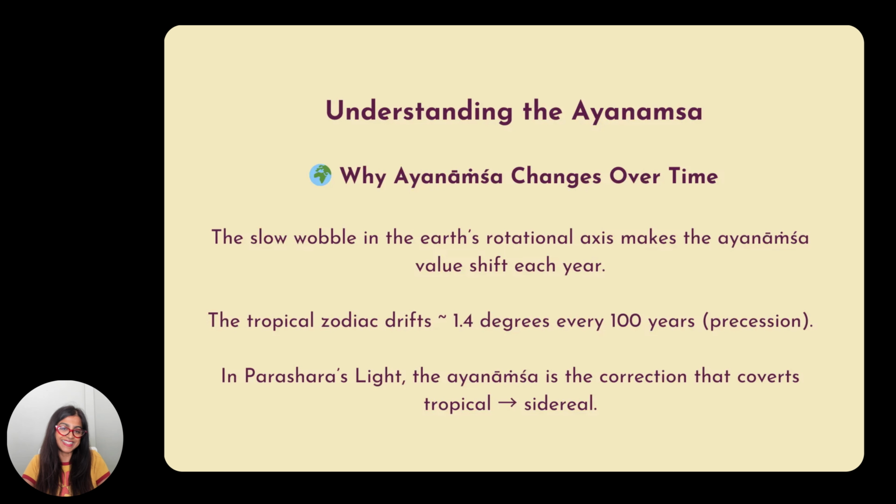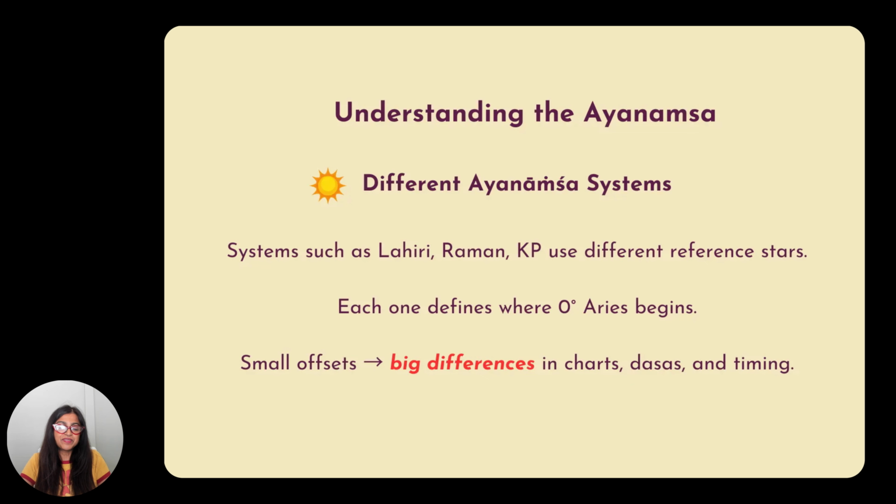In Parashara's Light, the Ayanamsa setting tells the software how much to subtract from tropical planetary positions to get to the sidereal positions. Different Ayanamsa systems, Lahiri, Raman, Krishnamurti, etc., use slightly different reference points for where 0 degrees Aries should be placed in the stars, leading to a small difference in chart calculations that can create a monumental difference in divisional charts, daśās, transits, leading to drastic interpretational differences.